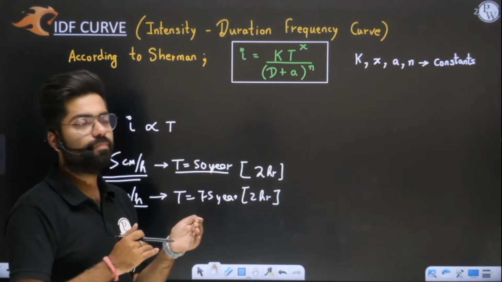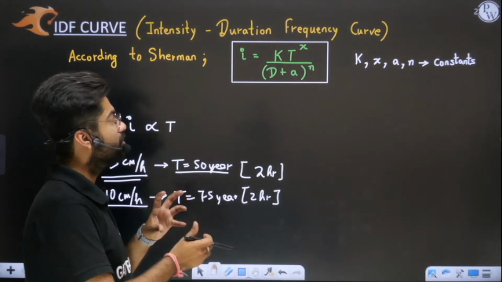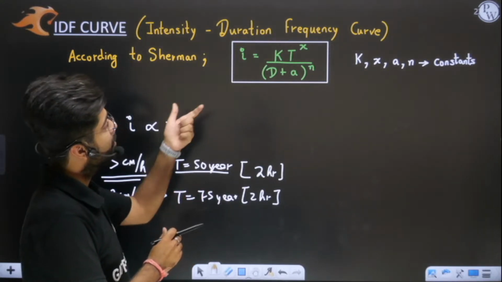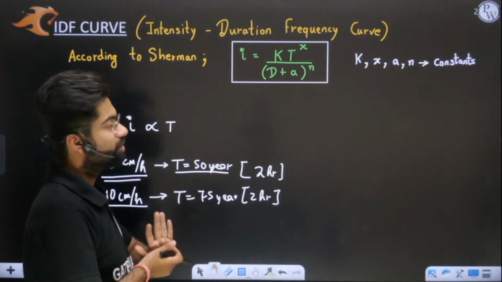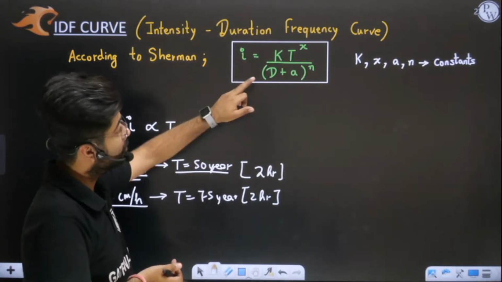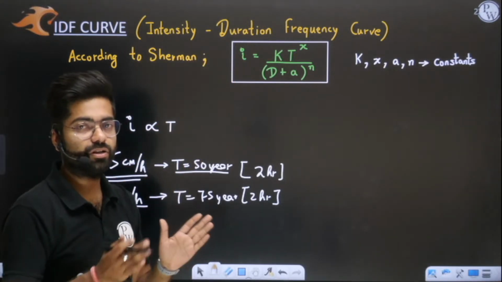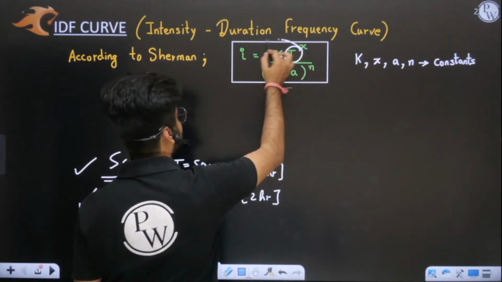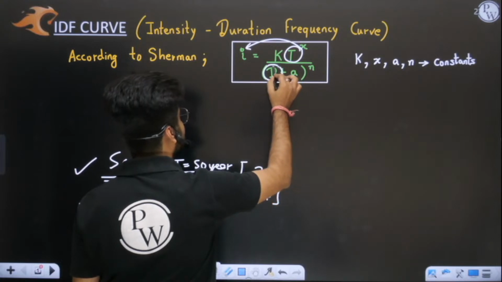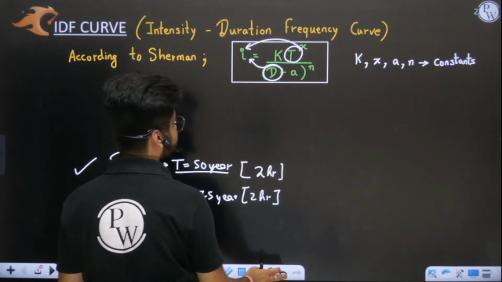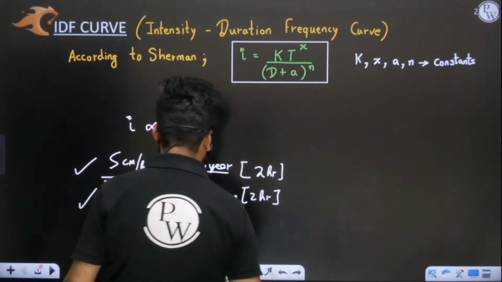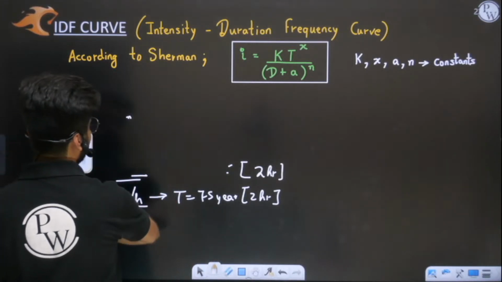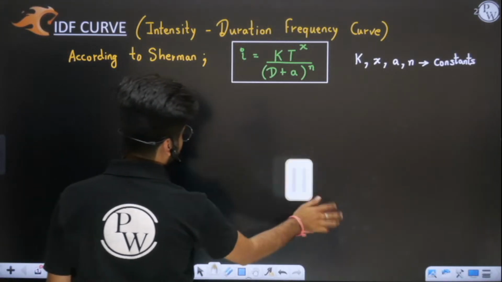Firstly, we are going to study the effect of frequency on intensity of rainfall. Then we are going to study the effect of duration on intensity of rainfall. So we are going to study them separately. First, the effect of this on intensity, and secondly, the effect of this on intensity. So first we are going to draw some graphs here. Wait a second.